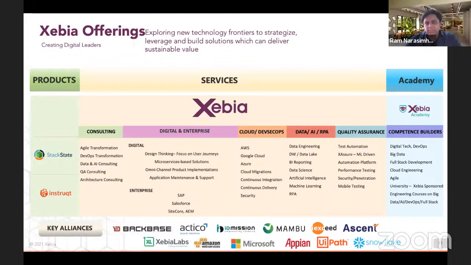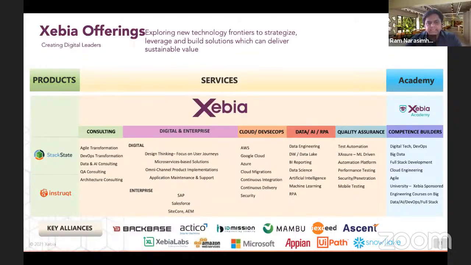Lastly, we also have something called Ziba Academy, which does B2B, B2C trainings, and also has university programs, which you can view online. So this is the kind of portfolio that we carry. And we do have alliances. As you can see, some of the alliances are listed here. These are some of the key alliances. We do have other alliances in place as well.